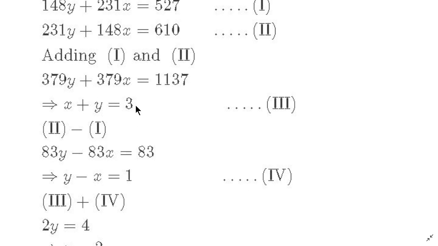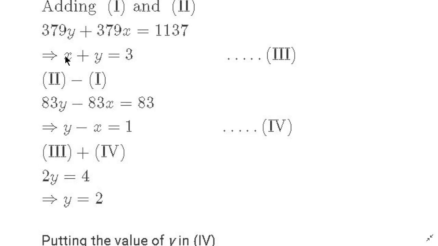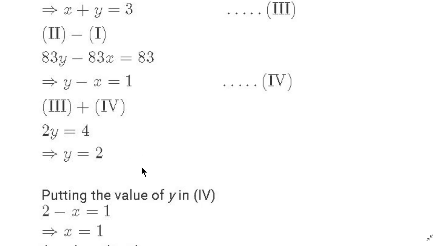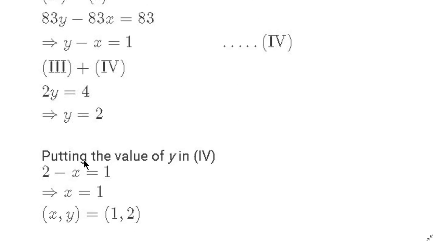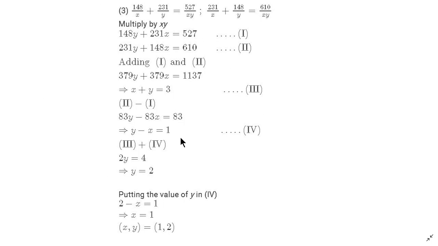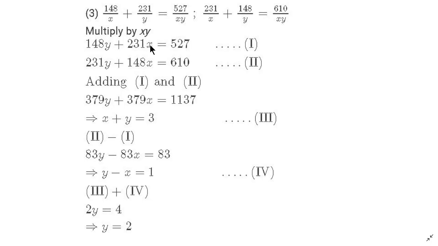x plus y is equal to 3, y minus x is equal to 1. If we add them, we find 2y is equal to 4 and y is equal to 2. Then put y in one of these xy equations and find x is equal to 1. So the solution is 1 comma 2.